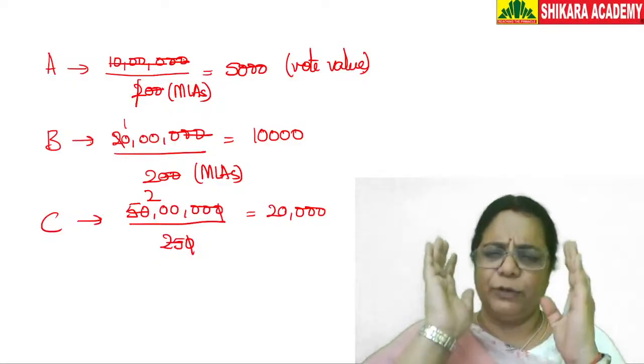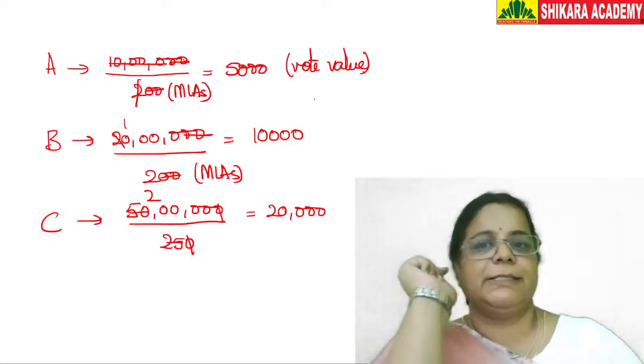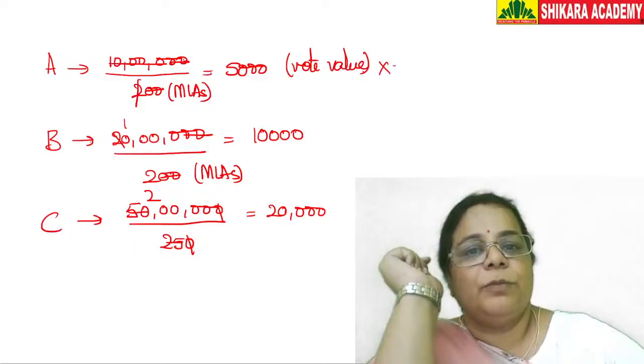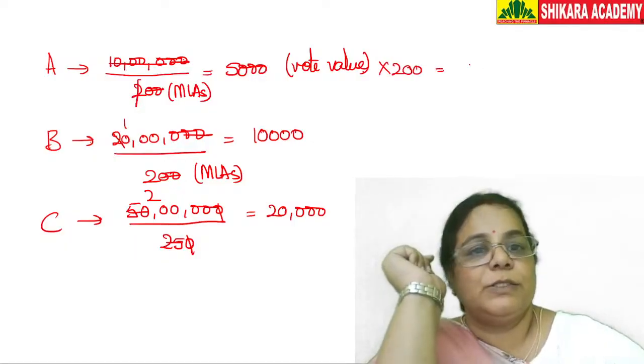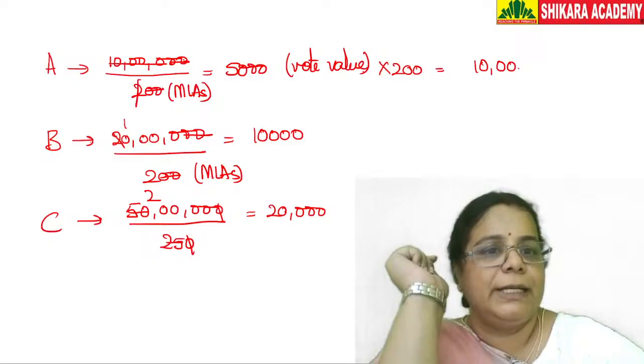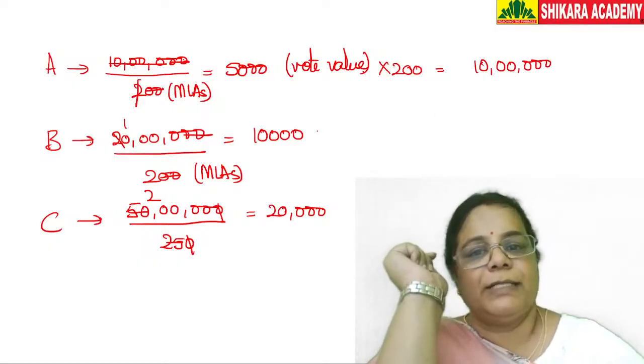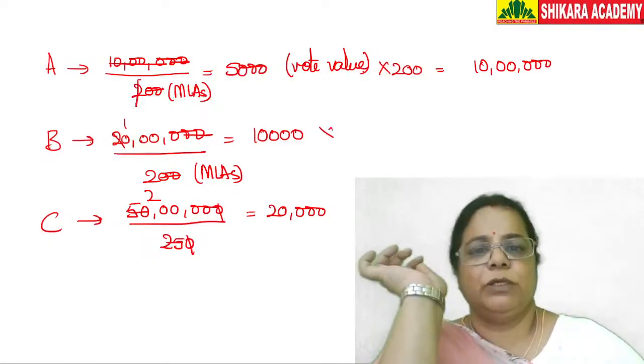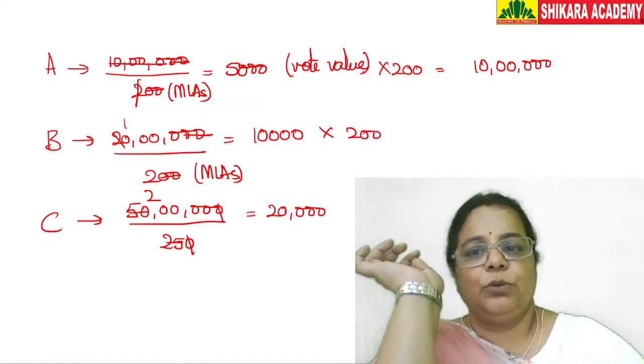I'll tell you why vote value. I'll tell you all this. First, listen to the example. 5,000 into how many MLAs are there? 200 are there. So what is the total again? It is 10 lakhs. Okay, likewise, imagine we have only three states for a sample into 200.